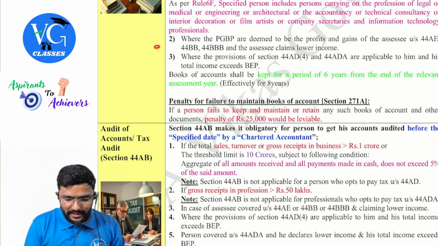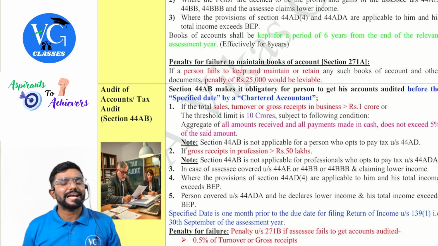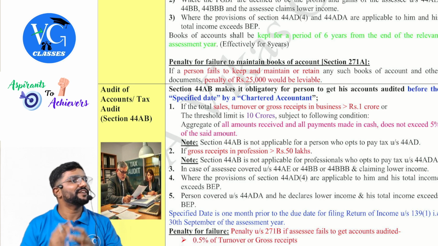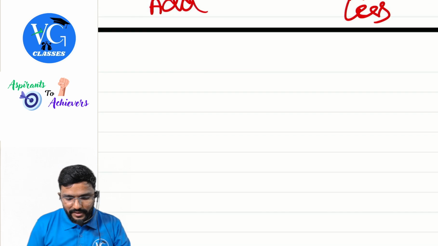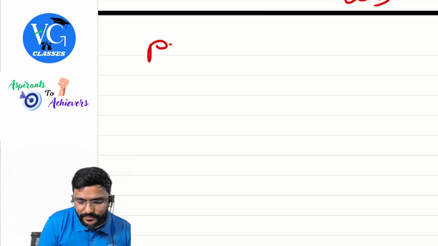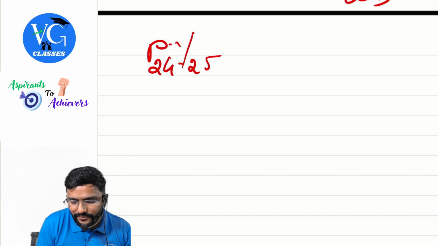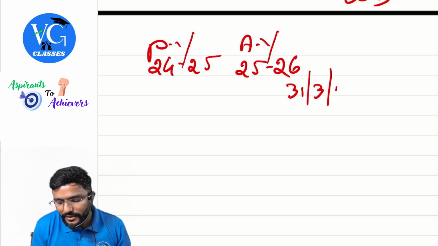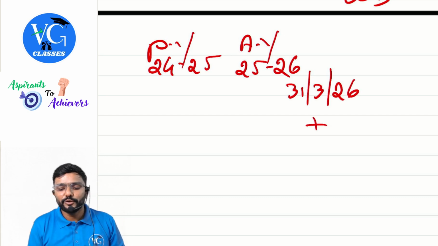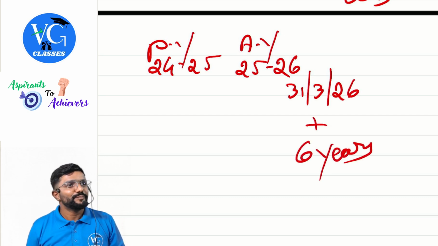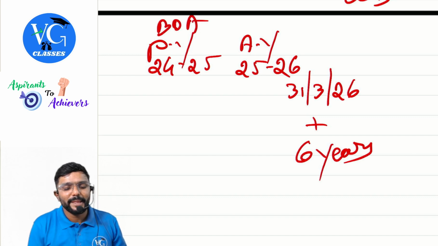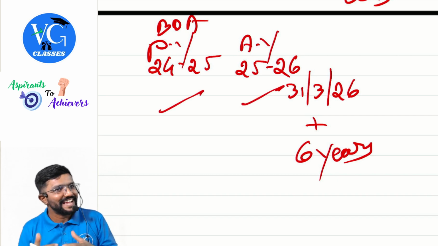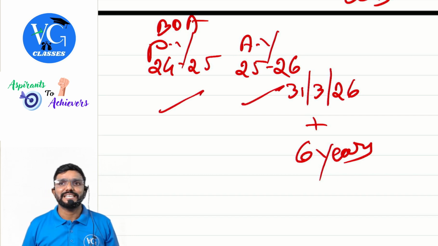Next. Second and third, I will cover later. Books of accounts have to be maintained for 6 years from the end of the relevant assessment year. Effectively, it will be for 8 years, guys. Because, listen, my previous year is 24-25. Assessment year would be 25-26. End of assessment year is 31st March 26. You have to maintain plus 6 years. Books of accounts is for which year? 24-25. So obviously you would have maintained for this year, plus 6 years. Effectively how many years? 8 years.